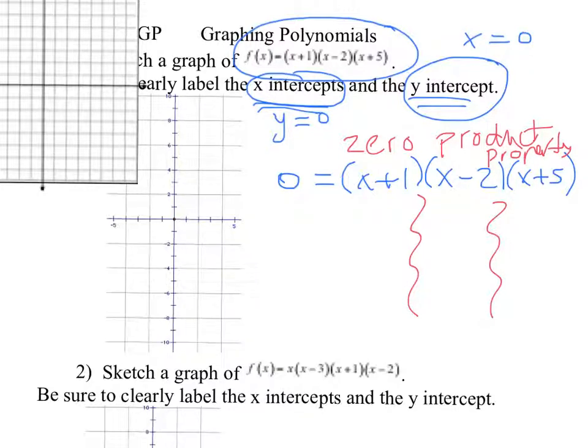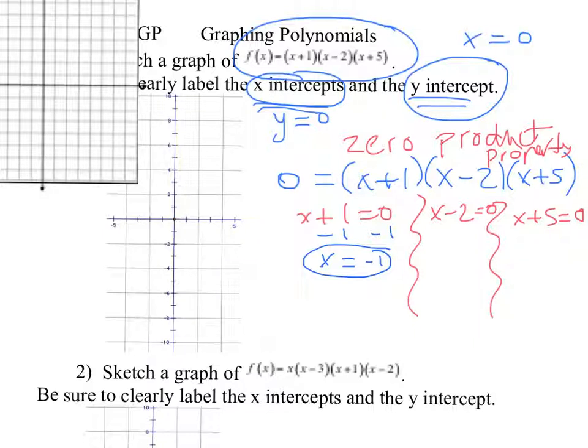My first factor is x + 1, set it equal to 0. My second factor is x - 2, set it equal to 0, and x + 5 = 0. Then solving for x for each one, we subtract 1 on both sides, so we get x = -1. That is a 0. We also call it a root, in this case, a real root.